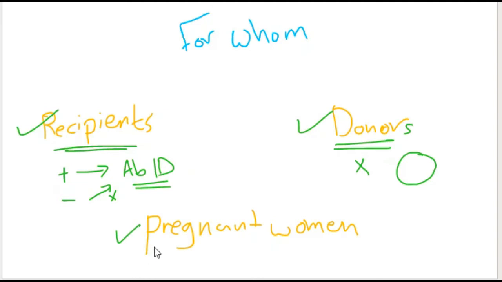So again, here it's important to determine the type of the antibody present in pregnant women. Also, it's very important to determine the level, or the titer, of the antibody because we have to monitor pregnant women with antibody, because these unexpected antibodies can cause hemolytic disease of the newborn.